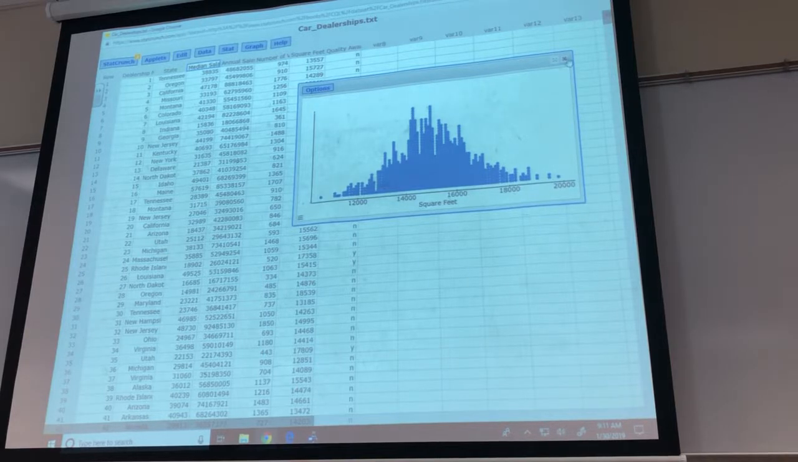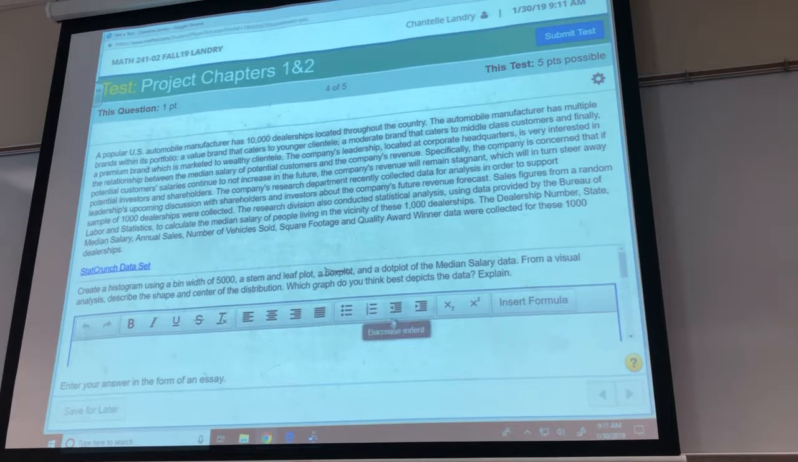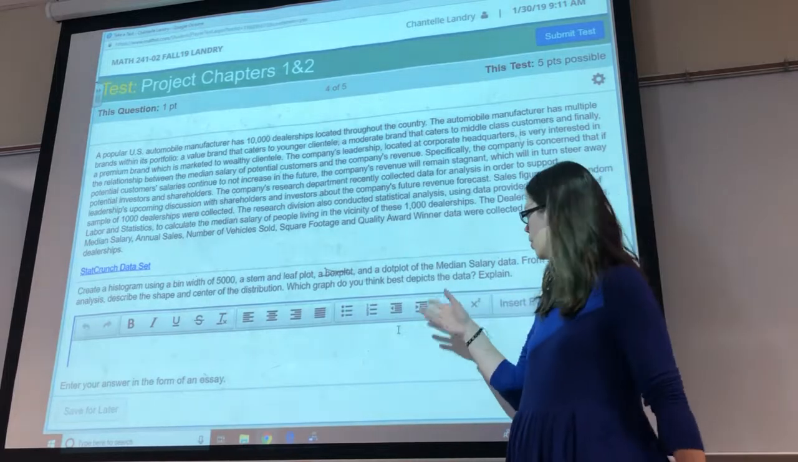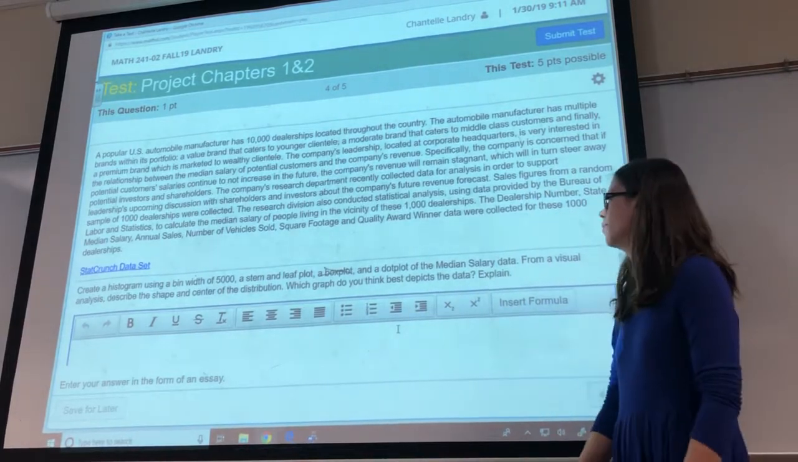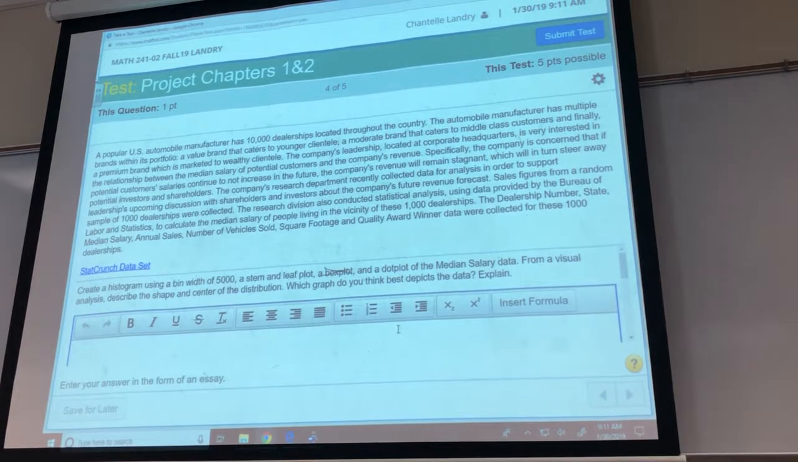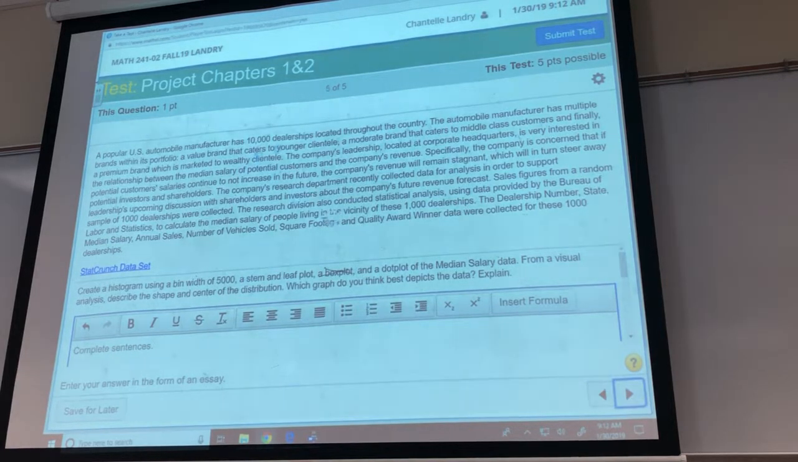And when you say which one you think best depicts the data, you want to say why. So just be sure you say, I think it is this one because whatever reason. And so last semester when I did it, people got it right when they did histogram, people got it right when they did stem and leaf, people got it right when they did a dot plot. It just depends on what your explanation is because it's an opinion question. So which one you think is best for whatever reason. But again, you just want to remember complete sentences. Spell everything right, double check.